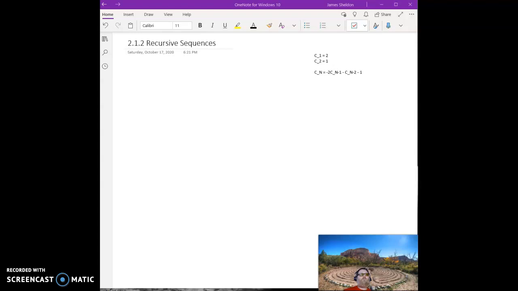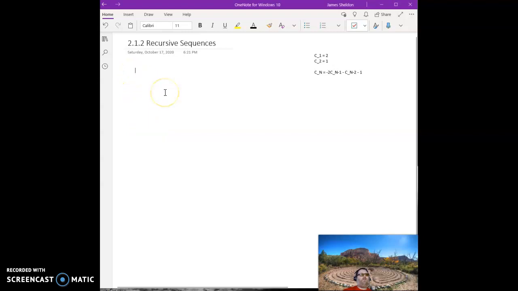Hi folks, today we're going to look at a problem that some of you raised questions about in section 2.1.2 about recursive sequences. So first of all, a little bit of notation.